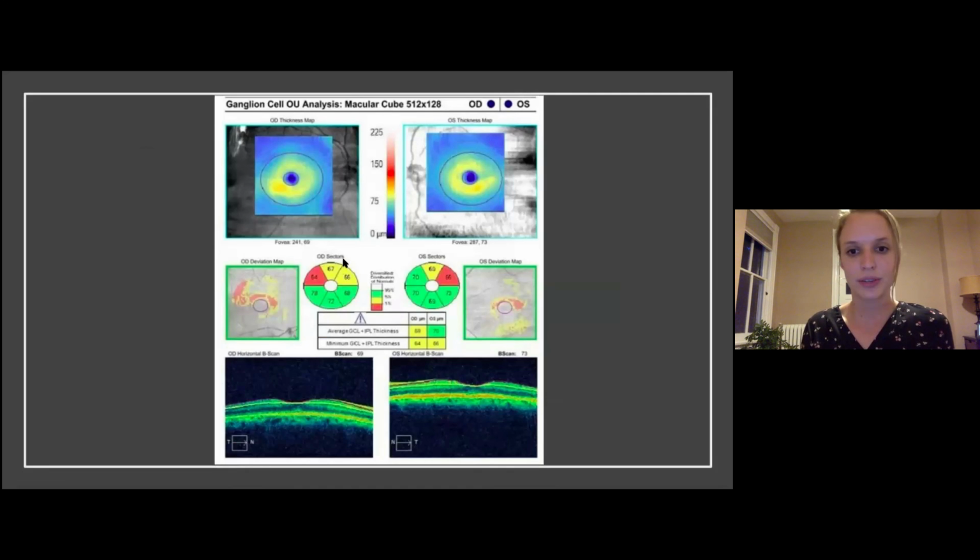And whenever we do the RNFL on the Zeiss, we always do the GCC as well. And just like we look for structure and function to match up between our OCT and visual field, we look for structure and structure to match up between the RNFL and the GCC. So in the RNFL, we had some areas of superior thinning in both eyes. And here we see on the GCC, we have superior thinning in both eyes as well, respecting that horizontal meridian. So definitely suspicious for a glaucomatous process.